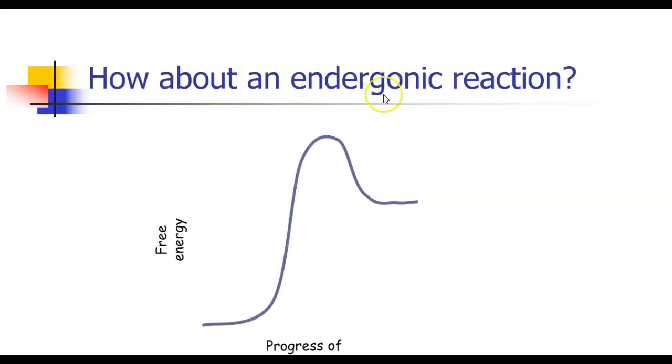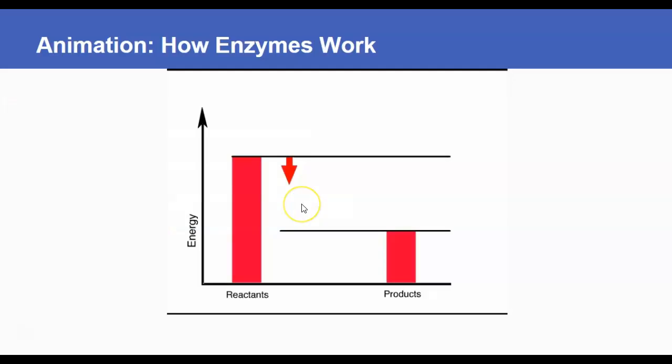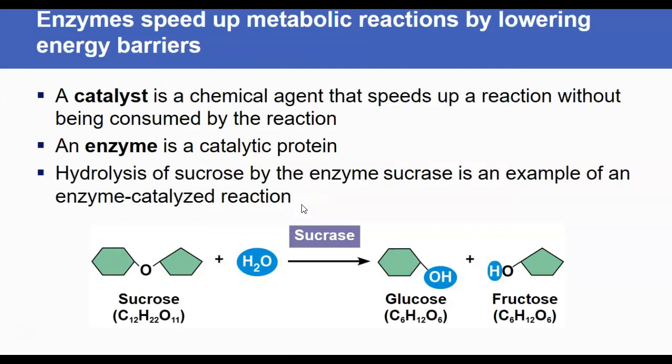So if we think about an endergonic reaction, you still can have an enzyme that is going to decrease the amount of activation energy needed for that reaction to occur. Either case, you still need an input of energy to make those products with higher free energy than the reactants, but an enzyme is going to lower the amount that's needed. You can watch that video.